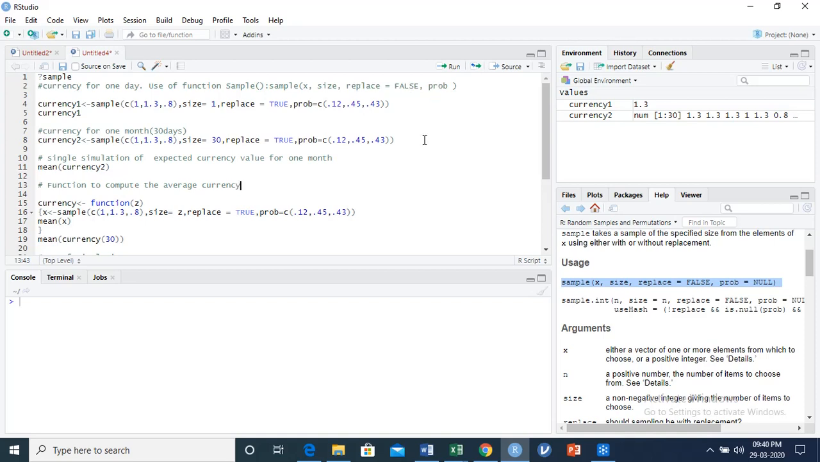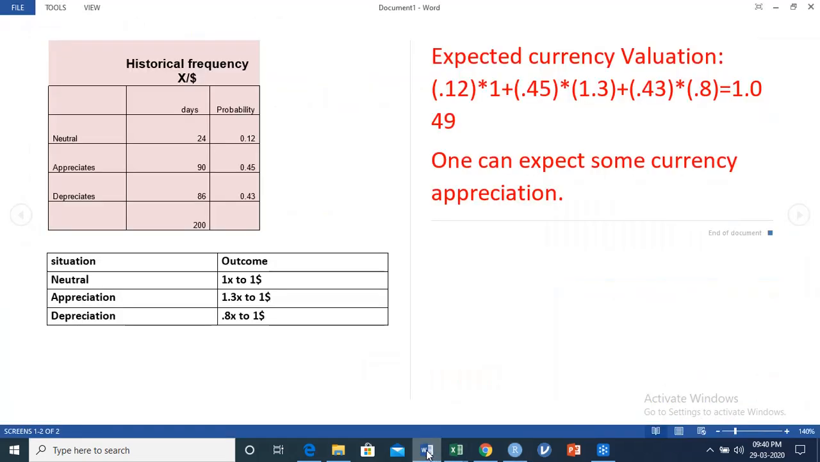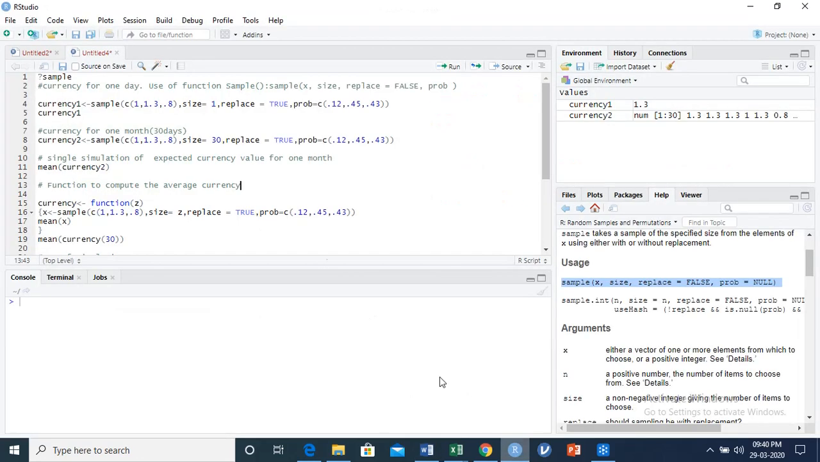Now as in our example, let's go back to the example. Here the value of neutral is 1, appreciation is 1.3, and depreciation is 0.8, with probabilities 0.12, 0.45, and 0.43. We calculate these probabilities by the simple classical definition, that is 24 by 200, 90 by 200, and 86 by 200. So we write the sample function like this.